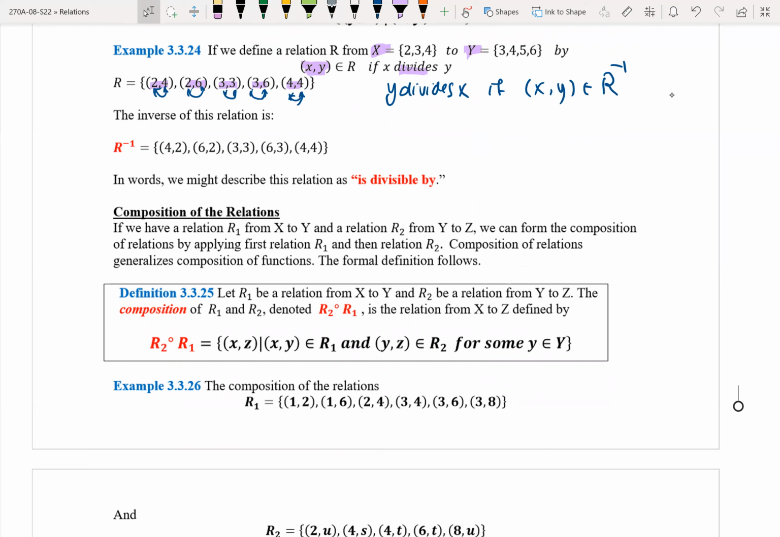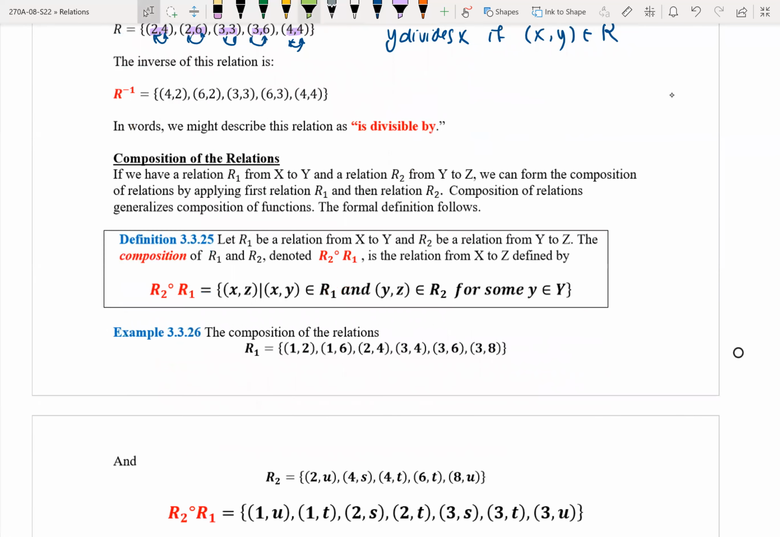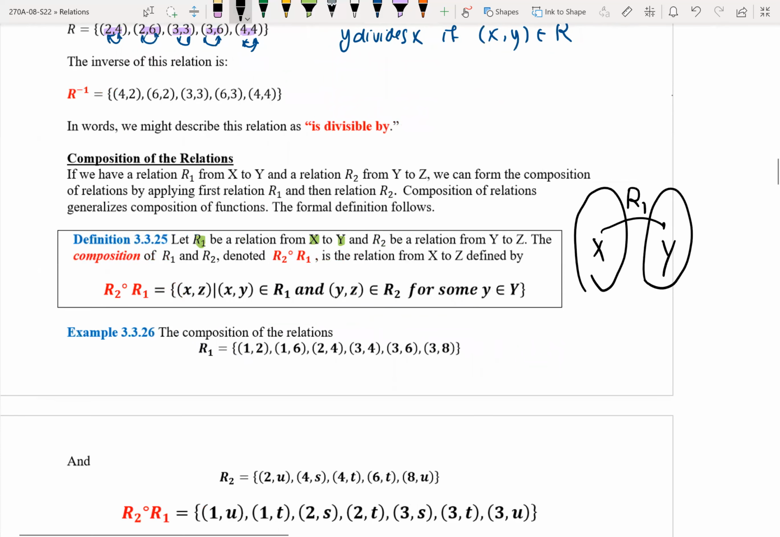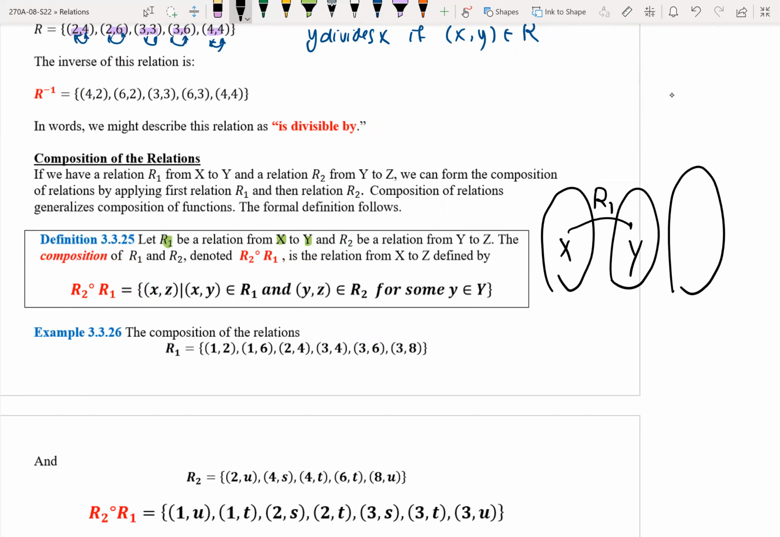And then another operation that we can have between two relations, very similar to the functions, is compositions. If you have two relations, you can get the composition of two relations, okay? So your R1 is defined from X to the Y. So one more time, this is like this, X to the Y. And then your R2 is defined from Y to the Z. So then you're having the same notation. R2 compose with the R1 is from X to the Z, and that's just similar to what we have had for the functions, okay?